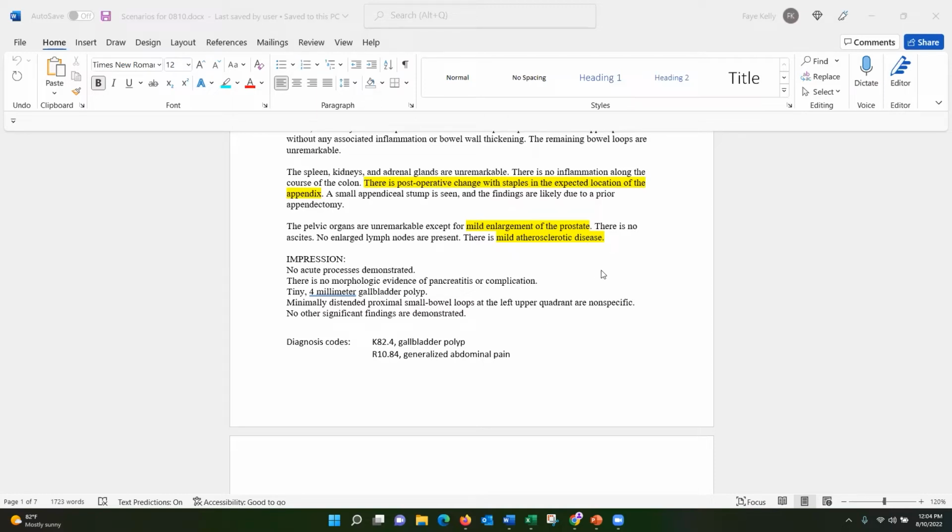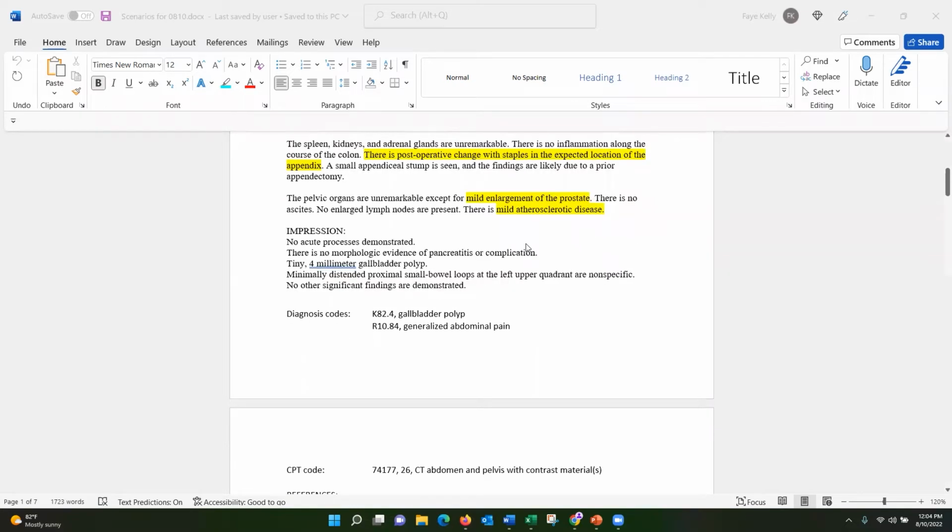So we would call those comments that the radiologist made along the way our incidental findings, that's addressed in our guidelines. And we're going to look at that in just a minute.